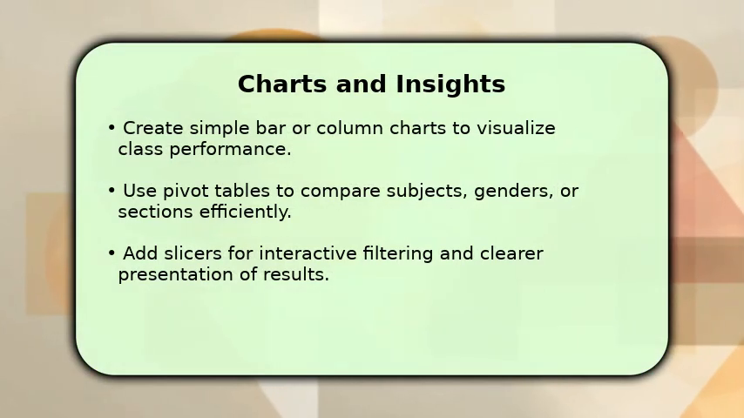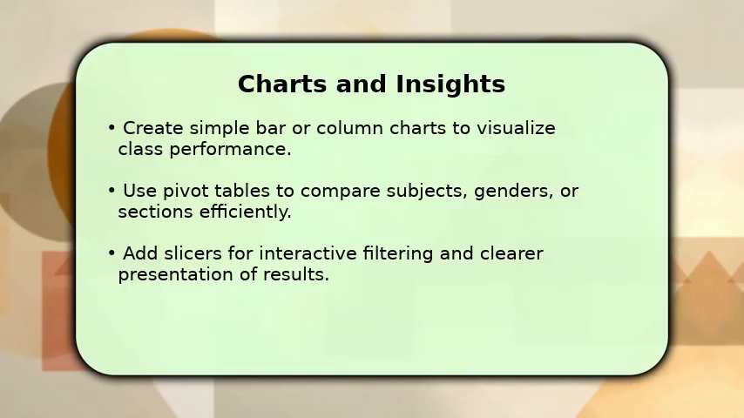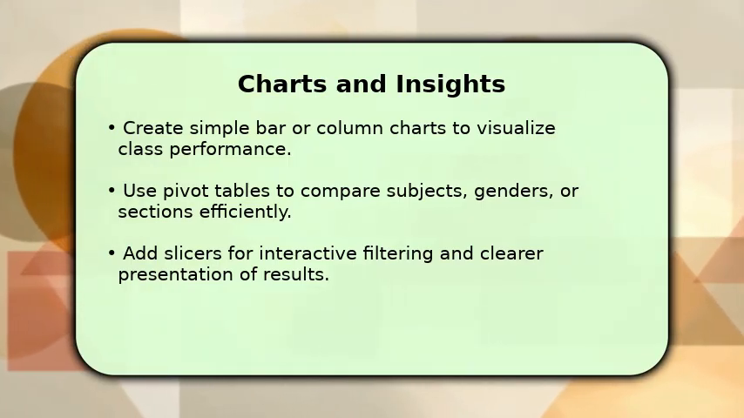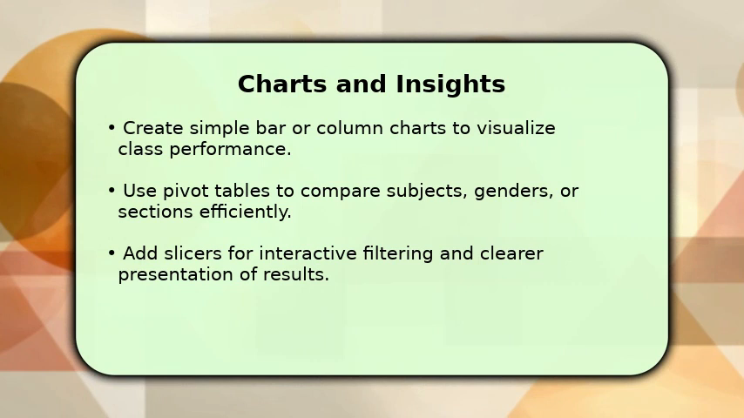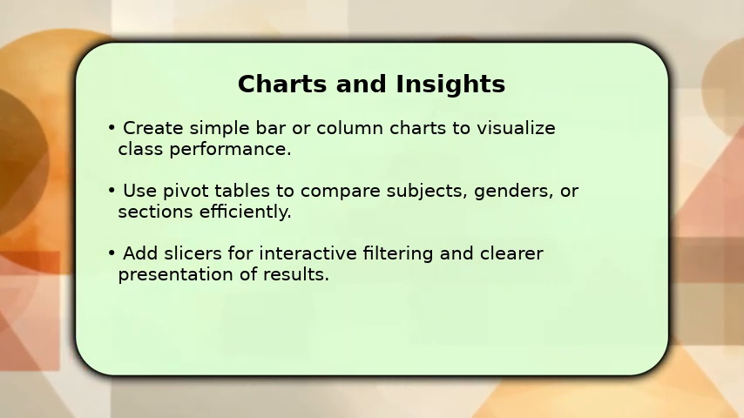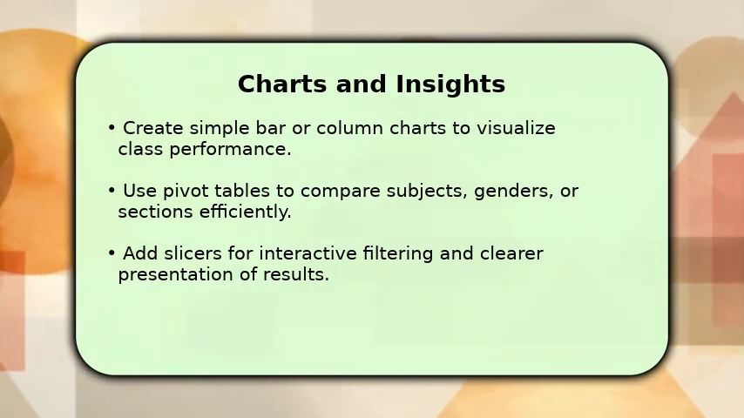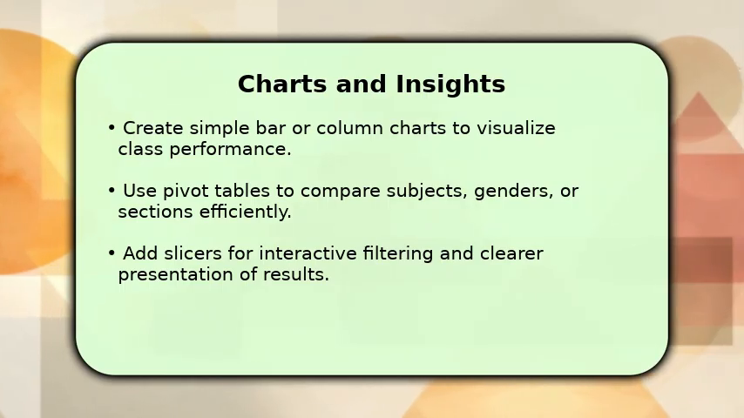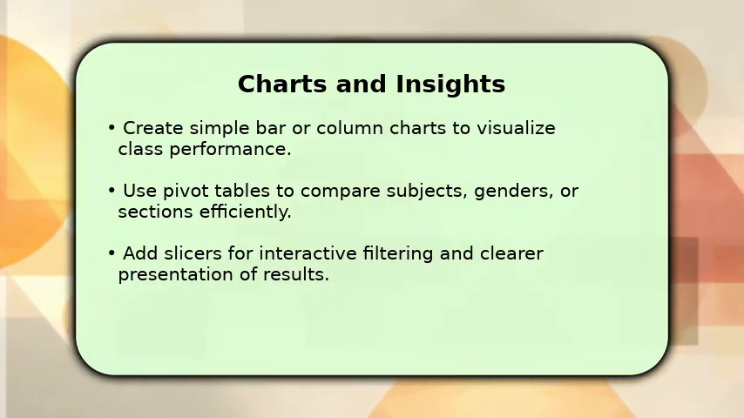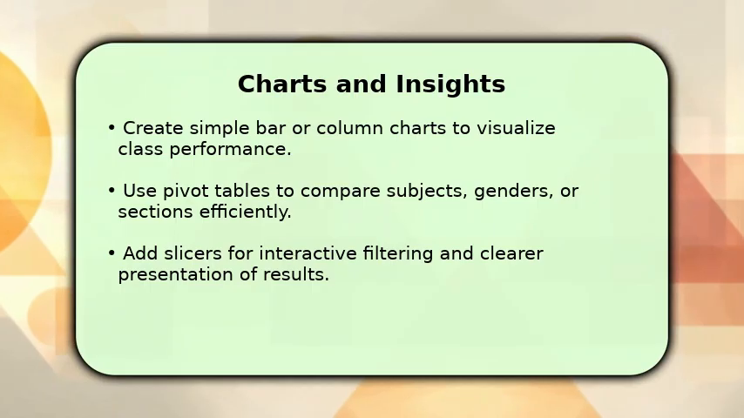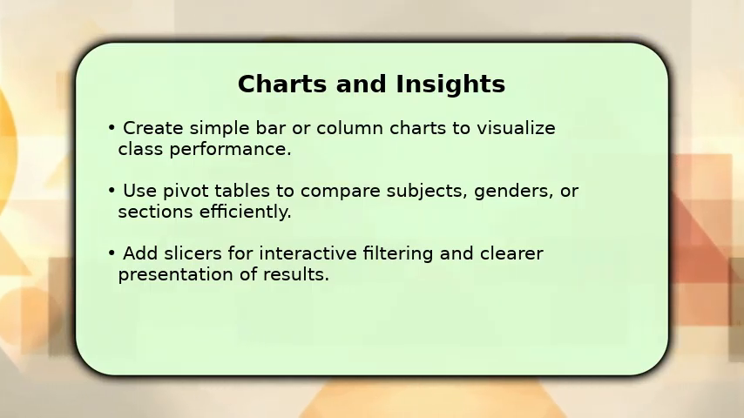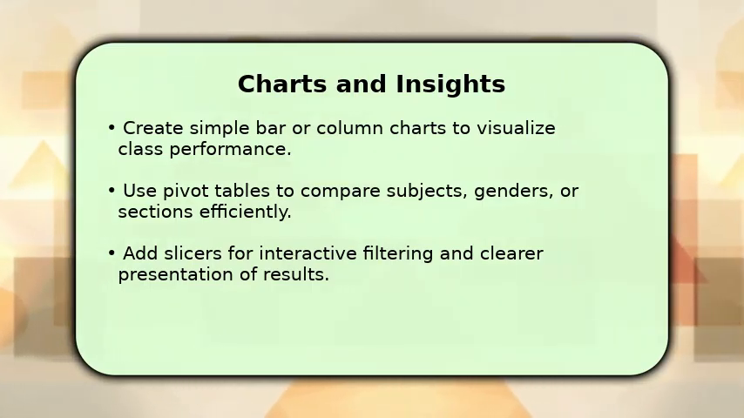Turn raw numbers into easy insights with charts and pivot tables that communicate trends clearly. Build a column chart to compare subject averages and use a pivot table to break down results by section or gender. Add slicers for quick filtering during presentations and include data labels for clarity. Keep visuals clean, avoid clutter, and choose contrasting colors to highlight differences so viewers grasp key points at a glance.